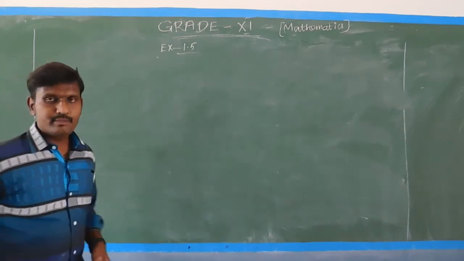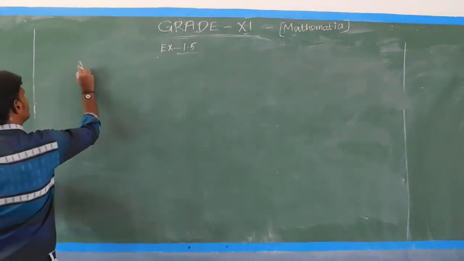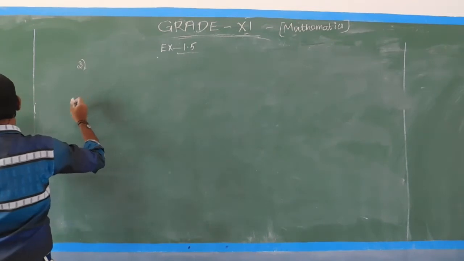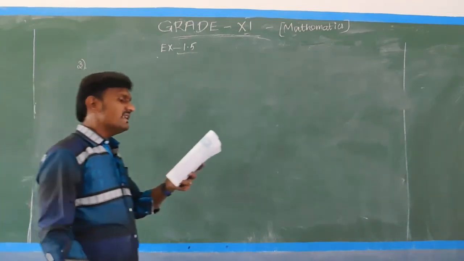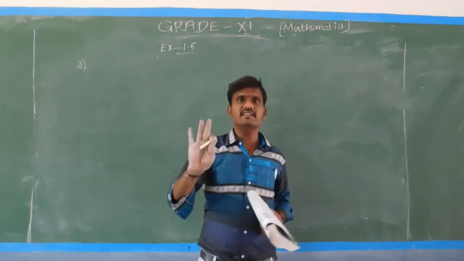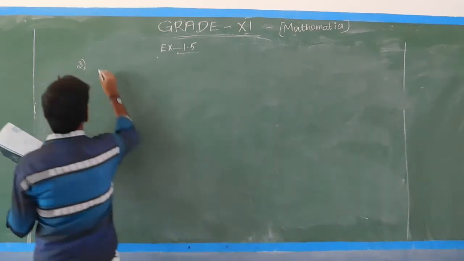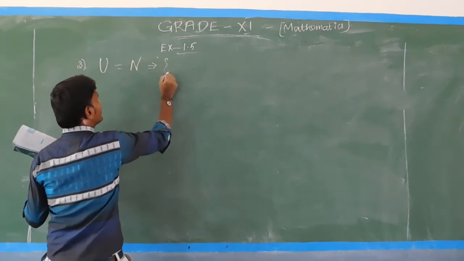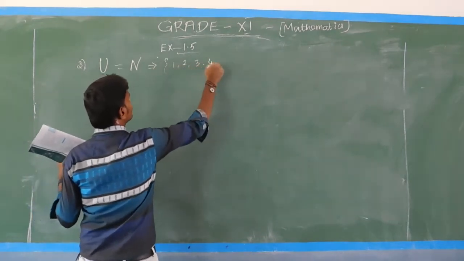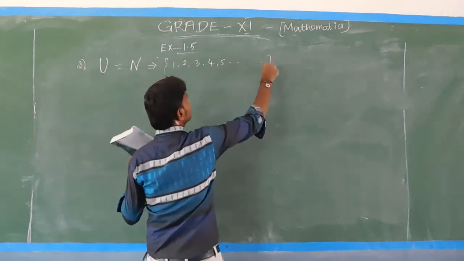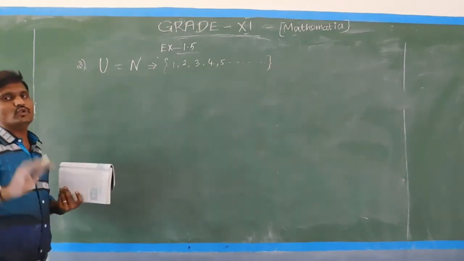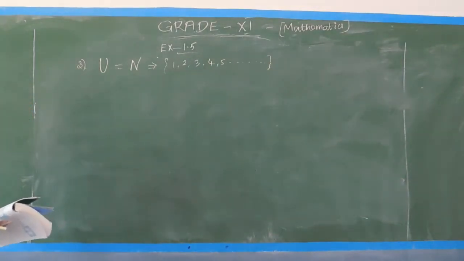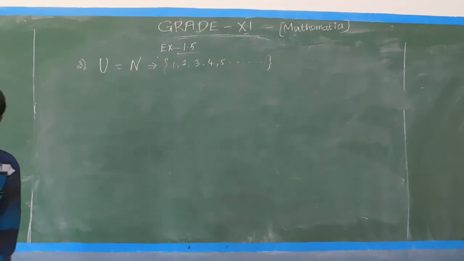Okay, students, third question, listen up. What is the given third question? Taking the set of natural numbers as a universal set. What do you mean? The universal set is the set of natural numbers, which starts from 1, 2, 3, 4, 5 and moves on. So this is your universal set.